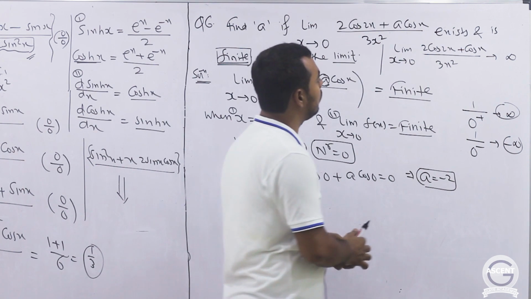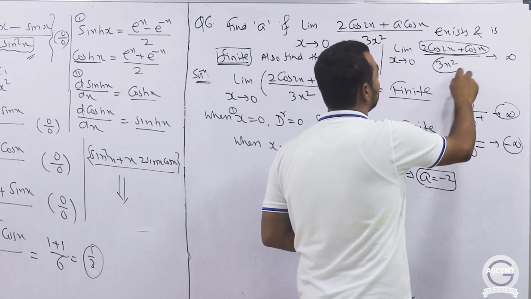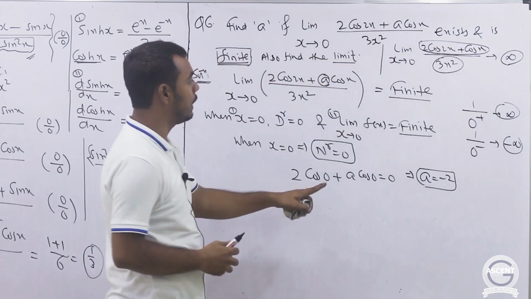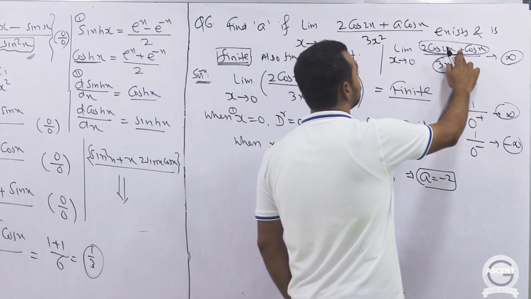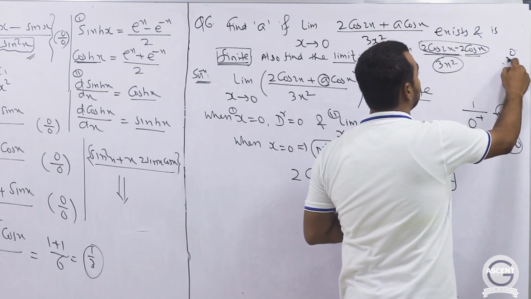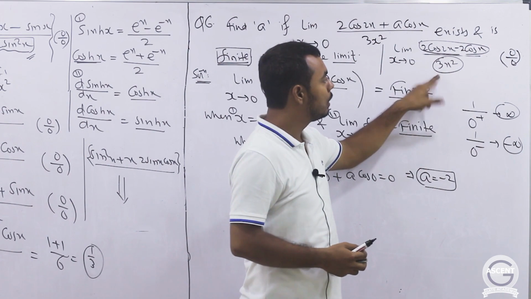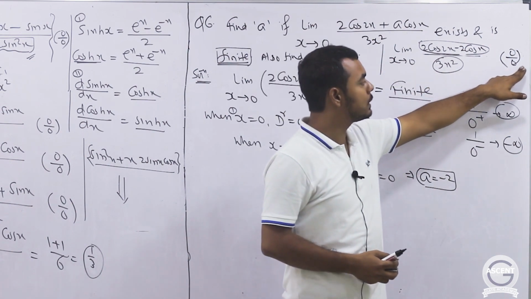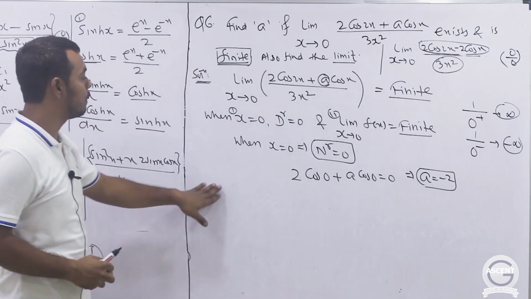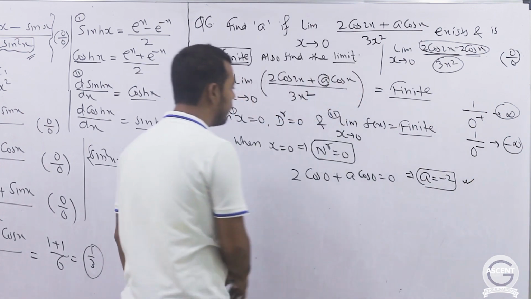If you have any other value of a, then this numerator will be non-zero. Non-zero divided by 0 will give us infinity. So this limit will be finite only when a is minus 2. Suppose you have minus 2 here, then what will happen? Now you are going to get the 0 by 0 indeterminate form, because if you place x equals to 0, then you will get 2 minus 2, 0 by 0, and once it is an indeterminate form, then only it can be finite, otherwise it will be infinity. So the answer to our first part of the problem is that the value of a will be minus 2.